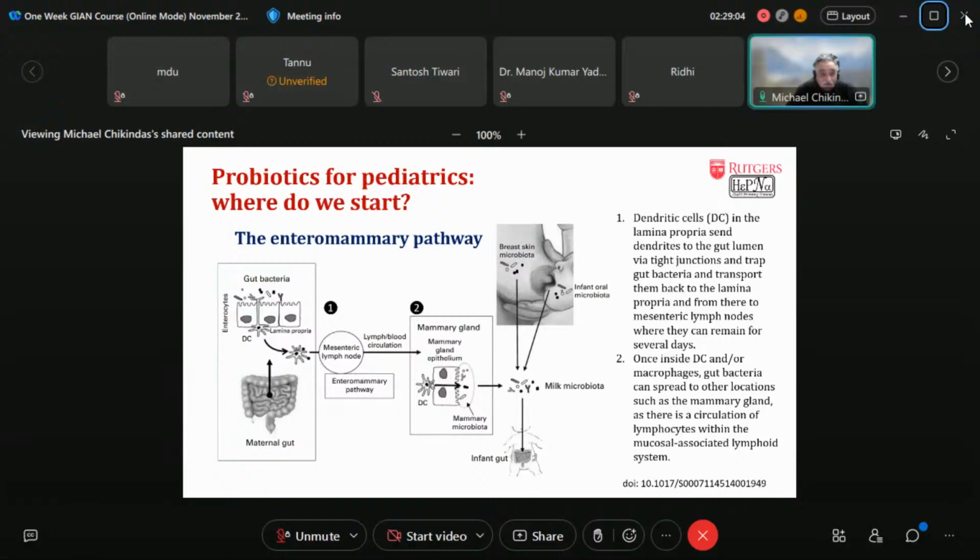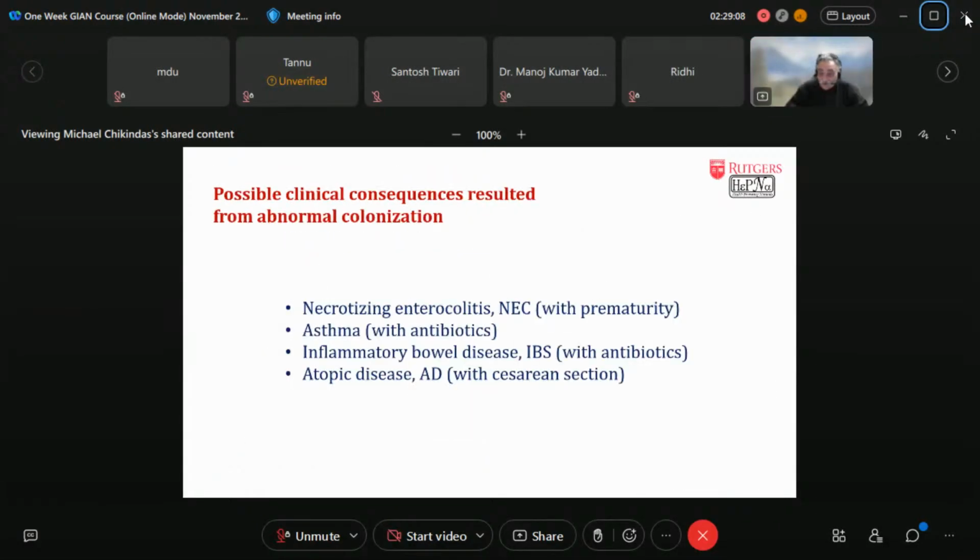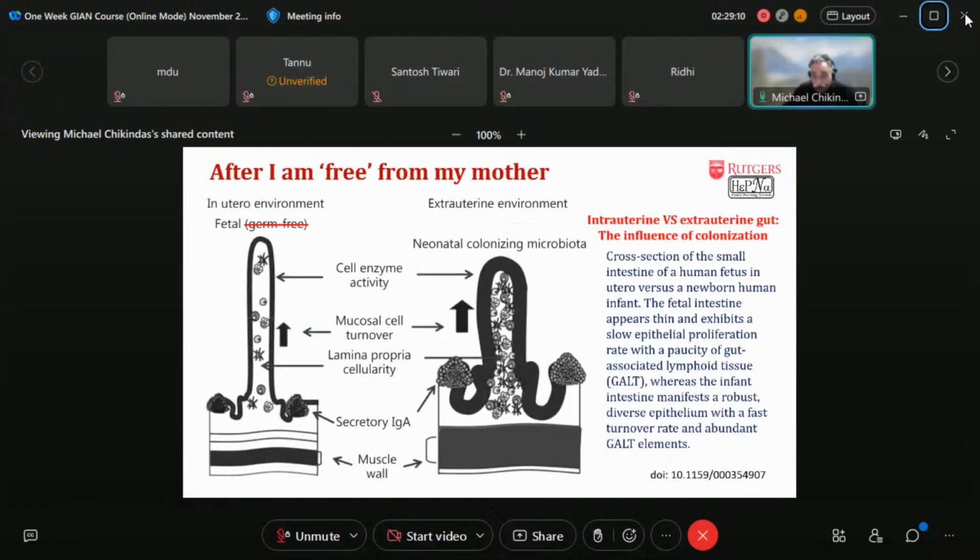So after I'm here, free from mother, what's happening? What do we see here? What's happening in these scenarios? We observe here the cross-section of the small intestine of the fetus, and there are two conditions, the fetal condition and the neonatal condition, and there are striking differences between the two. And you see, of course, I crossed the germ-free label, which is not true.